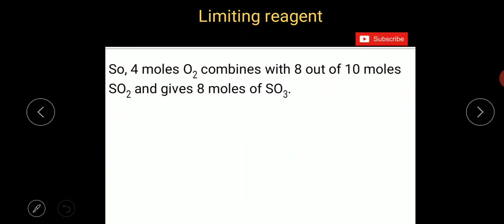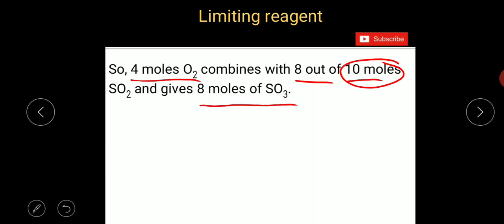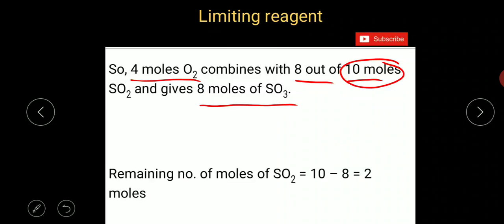So 4 moles of O2 combines with 8 out of 10 moles of SO2. Even though you have 10 moles of SO2 given, out of it only 8 moles of SO2 combines with oxygen and will give you 8 moles of SO3. So how many excess moles of SO2 do you have? 2 moles. So these 2 moles of SO2 will be left over in the reaction.